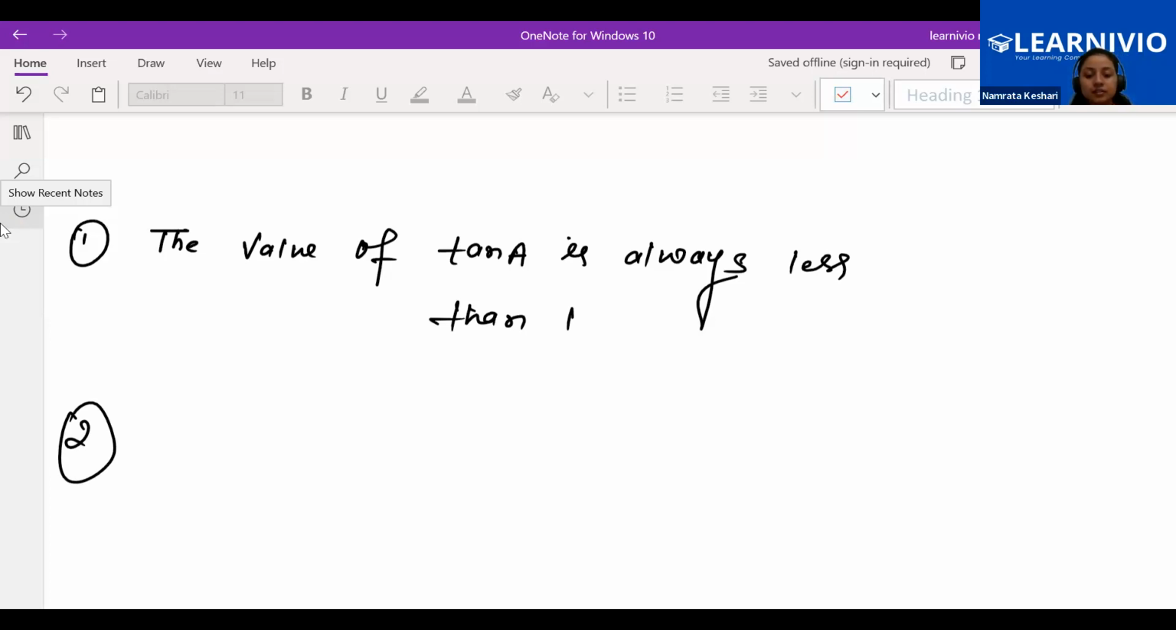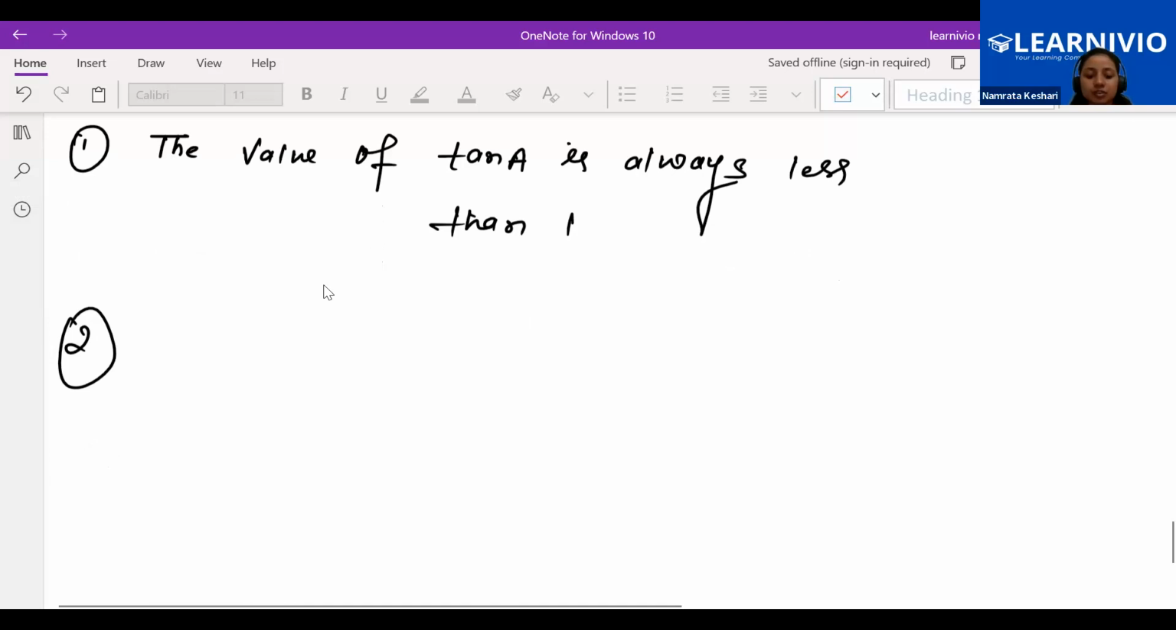We have still not discussed the trigonometric table. Aisha, you said it's false. Why? Ma'am, it's always greater than 1. Okay, we will be discussing it. We will be discussing the angles and everything in detail, then we will come to this part again. Now the next one.